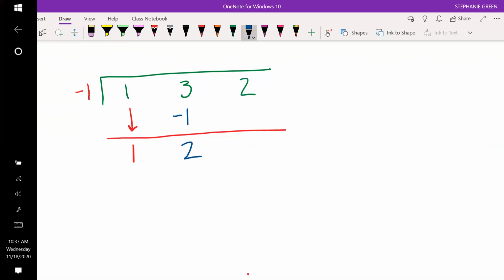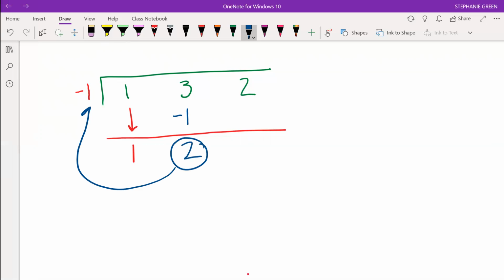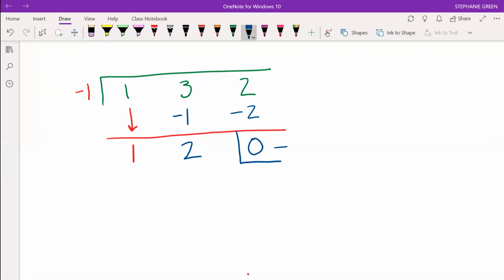Then repeat. Multiply this 2 by the number up here. 2 times -1 is -2. Then add. 2 plus -2 is 0. Now we're done. And this last number here is the remainder. Since our remainder is 0, that means that we have no remainder.